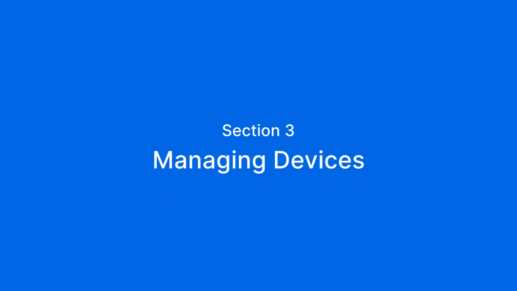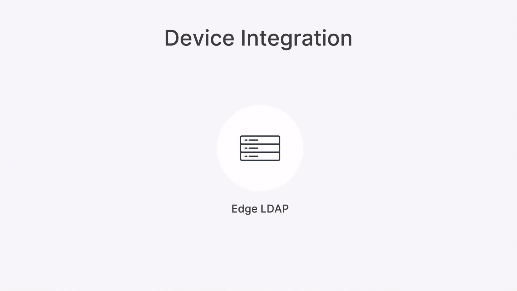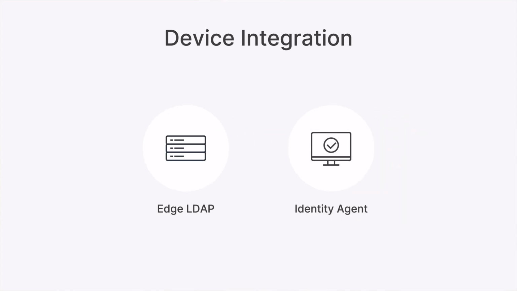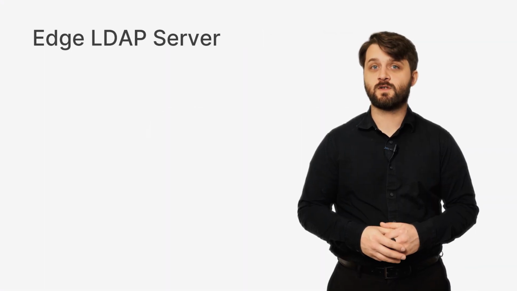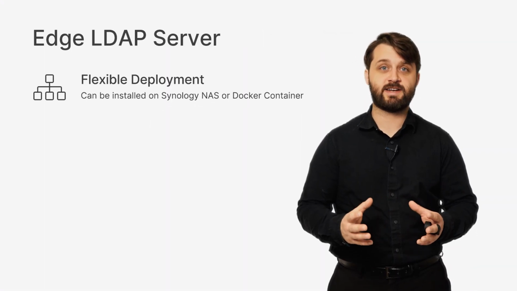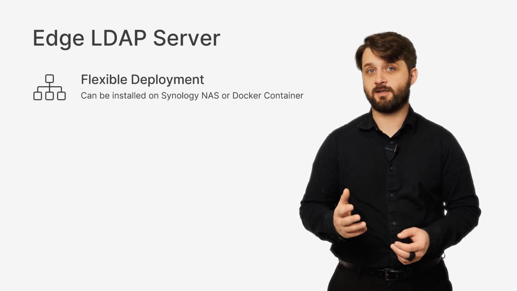In section 3, managing devices. In terms of device integration with C2 Identity, you're going to have two options: either spinning up an Edge LDAP server or using a C2 Identity agent on a machine that it's compatible with. In terms of the Synology C2 Identity Edge LDAP server, this is going to be the on-premise component of your C2 Identity environment and can be installed either on a Synology NAS or inside of a Docker container.